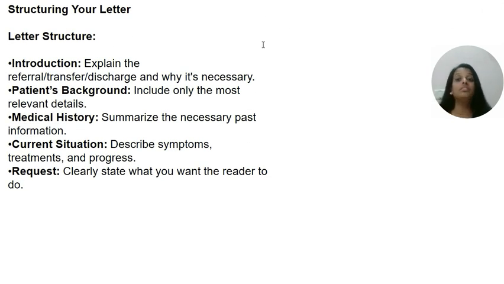Once you have identified the key information, structure your letter in a logical and very concise way. So start with an introduction, explain the referral or transfer or discharge and why it's necessary. Then include only the most relevant details in the patient's background. Medical history, yes, you need to summarize the necessary past information, and describe symptoms, treatments, and progress for the current situation. And finally, you can request or give suggestions, or state the action plan, like what you want the reader to do.